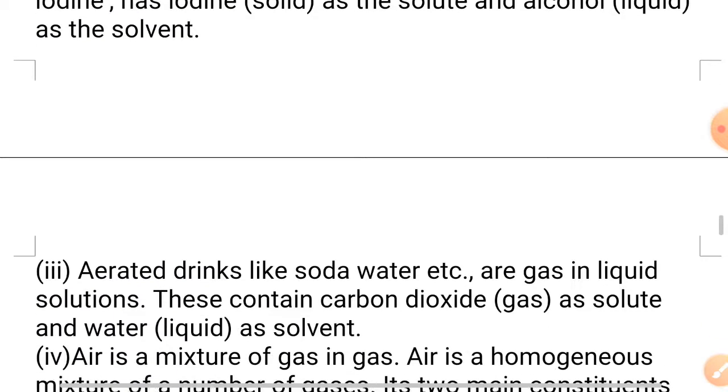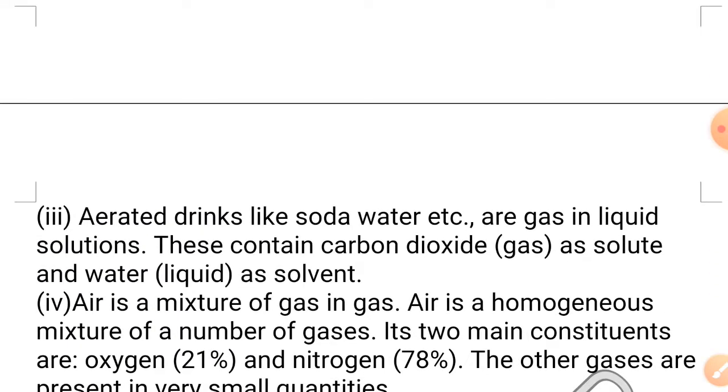Now, aerated drinks like soda water, etc. are gas in liquid solutions. Whenever you drink such soft drinks, you must know that they contain carbon dioxide gas in them, which is filled under high pressure. So CO2 is a gas and your drink is liquid. That is, it is a gas in liquid solution.